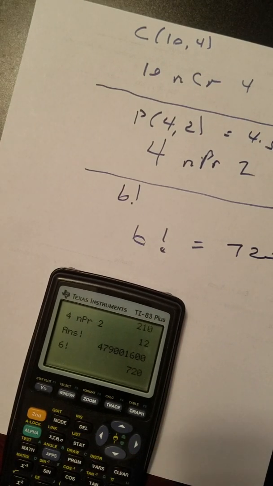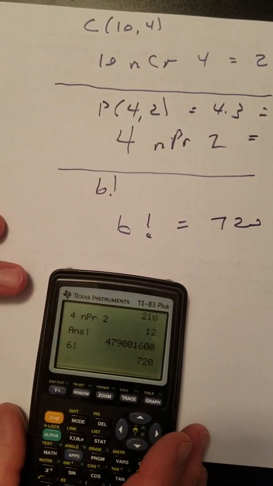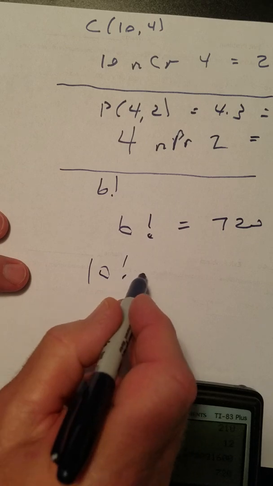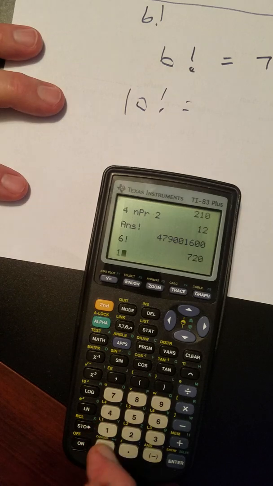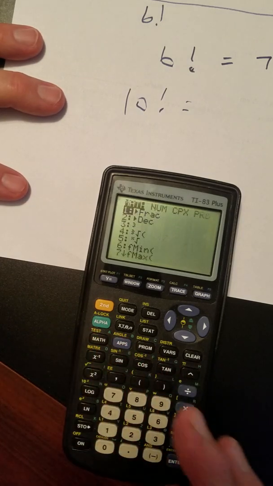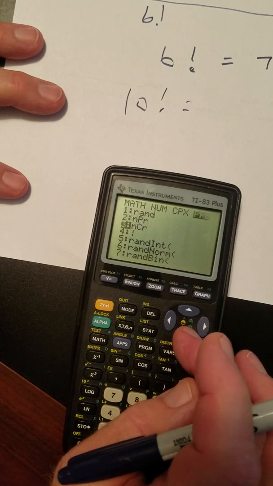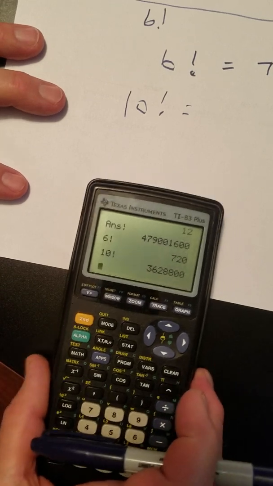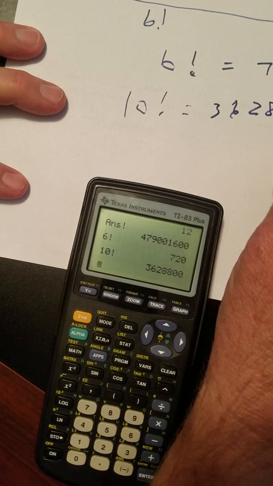And you know, when the factorials are little, up till about, say, 7, you'll memorize those if you do them enough times. But if I had 10 factorial, I don't want to multiply those. I'm going to go 10, math, probability, the 4th one down is factorial, and 10 factorial is 3,628,800.